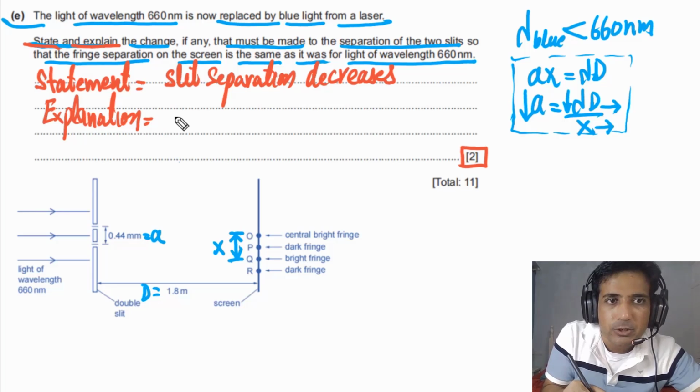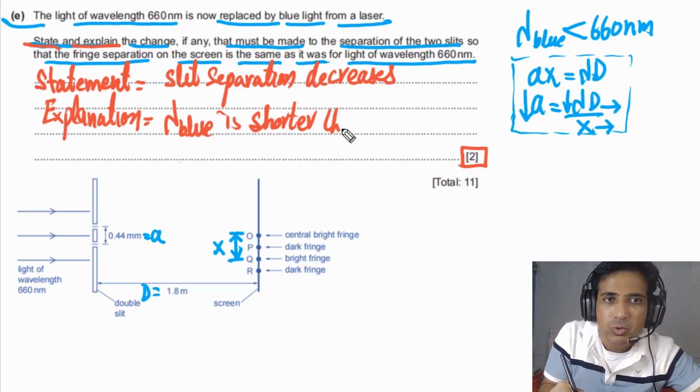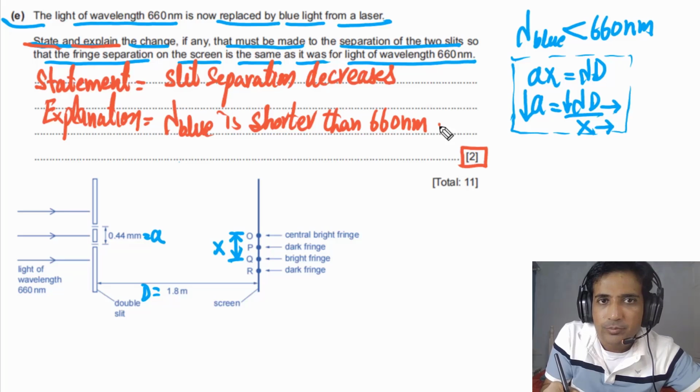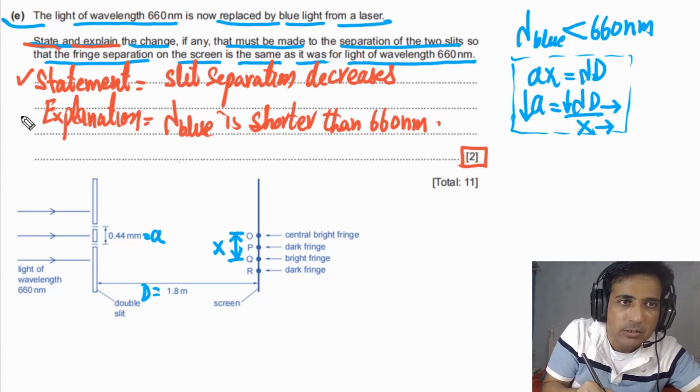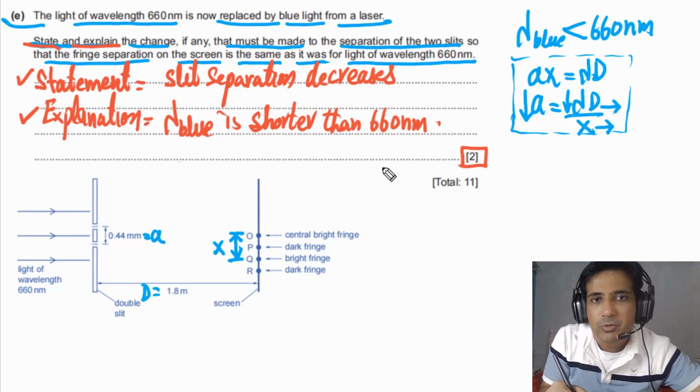Our explanation will be: as the wavelength of the blue light is shorter than 660 nanometers, that's the reason slit separation has to decrease. So here we have the statement, here we have the explanation. This question has 2 marks.